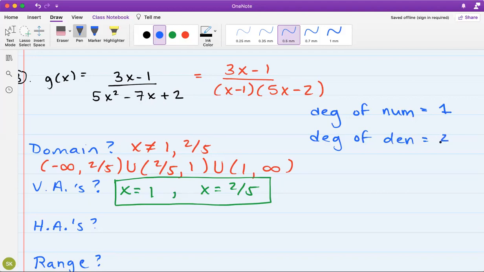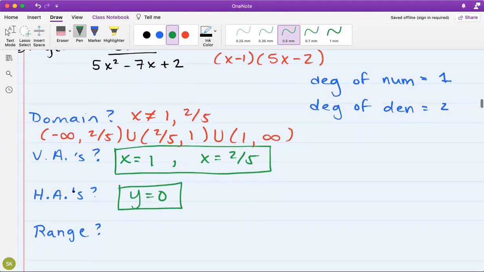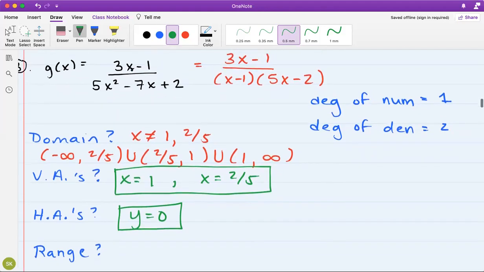Remember, if the degree of the numerator is less than the degree of the denominator, then the horizontal asymptote is y is equal to 0. That's always true when the numerator degree is less than the degree of the denominator. So we found all of these pieces. Now let's graph the function and see what it looks like compared to these asymptotes.